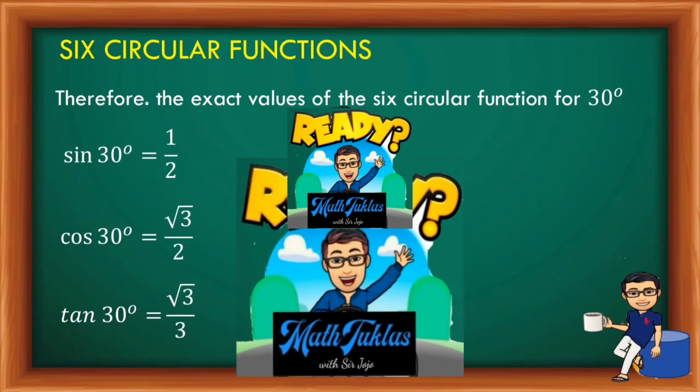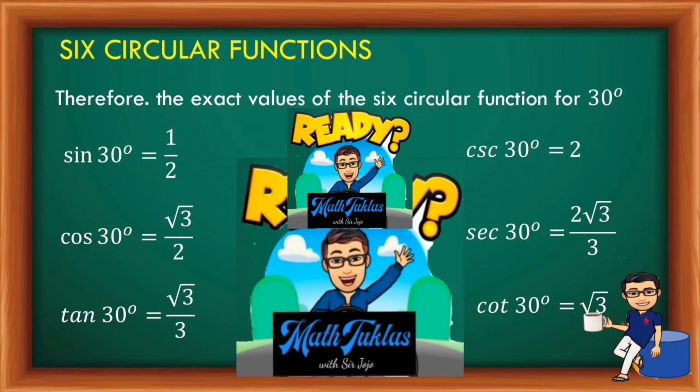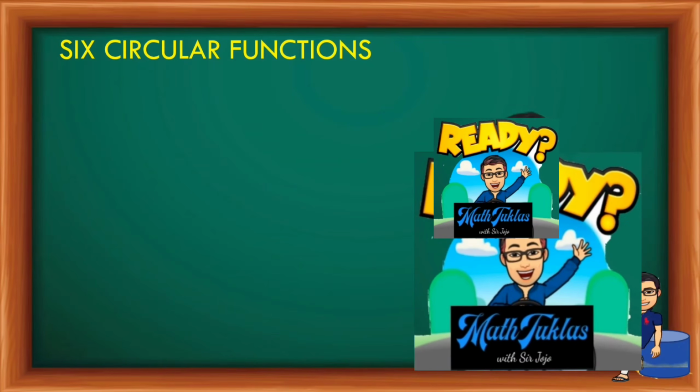Yung kanilang ka-reciprocal, cosecant 30 degrees is equal to 2, ang secant 30 degrees naman ay 2 times the square root of 3 over 3. And cotangent 30 degrees is equal to the square root of 3. Okay, I hope na-guide tayo kung paano hanapin ang 6 circular functions. So let's have another example.